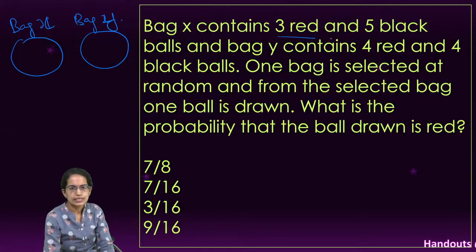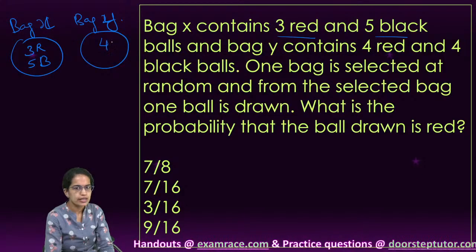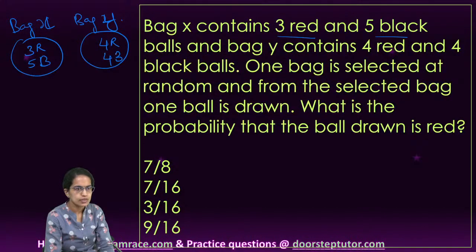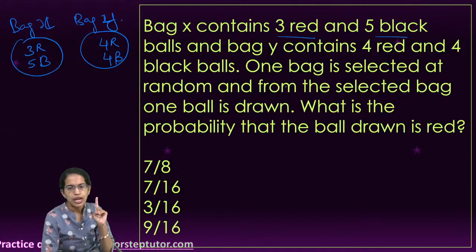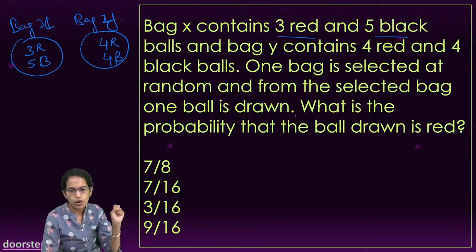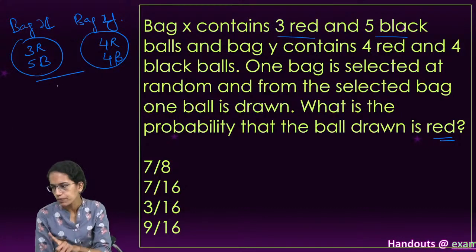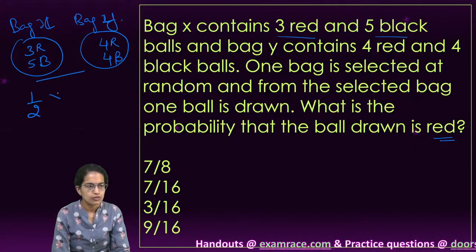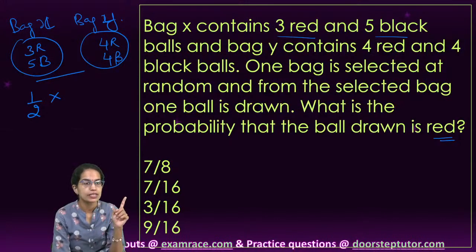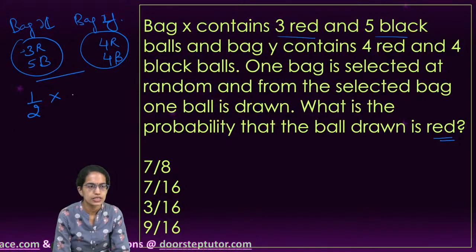Bag X has 3 red and 5 black. So I write it as 3 red and 5 black. Here there is 4 red and 4 black. Now the question is, if I select one bag and from that one bag a random ball is drawn, what is the probability it is red? So first of all, out of 2 bags, I am selecting just one bag. So what is my probability? Half. Now this half is multiplied by the probability for red. So 3 red can be there out of total 3 plus 5, which is 8 balls.